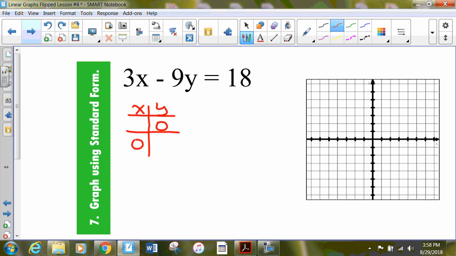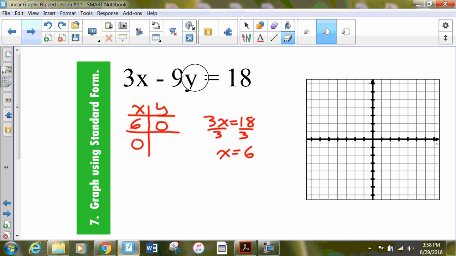So if y is equal to 0, if I put a 0 in right here, it's going to make this whole thing go away. And all I'm left with is 3x equals 18. And if I'm going to solve for x, I divide both sides by 3, and I get x equals 6. So there's 1 point, right? All right, let me get rid of this because we're going to need this to come back, right?